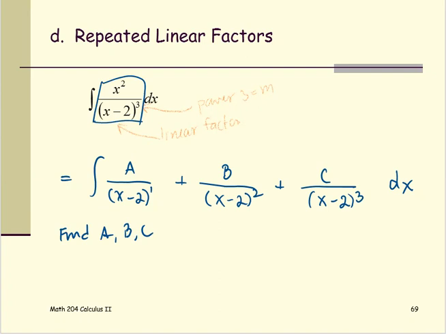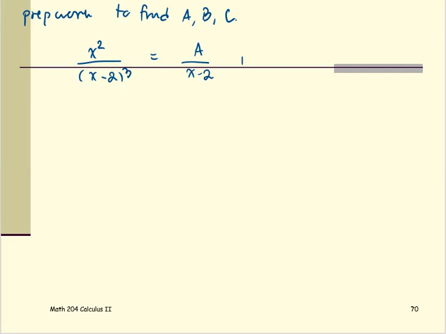To find the values A, B, and C, I'm gonna add more slides and then work on the details. So right now we are on the prep work area to find A, B, and C. Starting with writing the original expression, which is x squared divided by the quantity x minus 2 to the power third. And then the first fraction is A divided by x minus 2. Second one, B divided by quantity x minus 2 to the power second. Last one is C divided by x minus 2 to the power third.